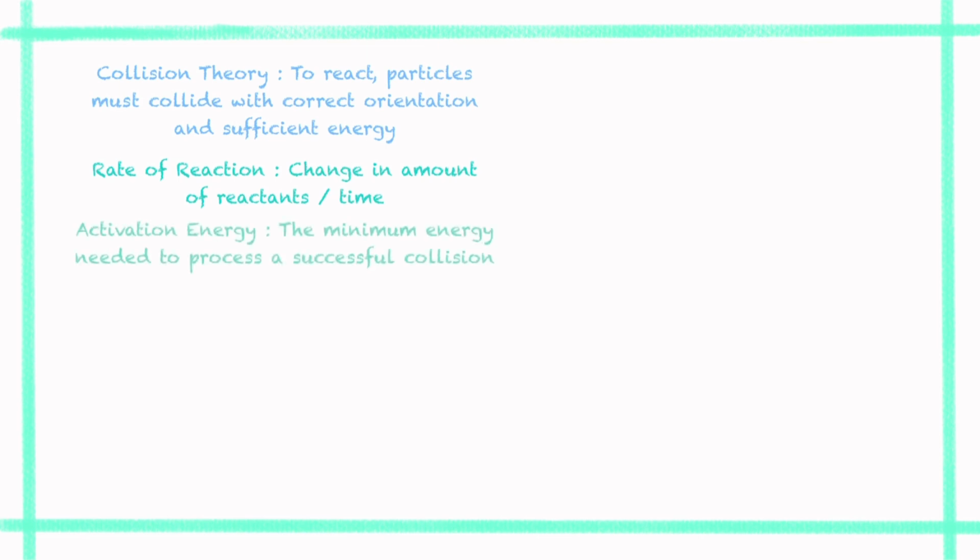Activation energy is also an important number. It represents the minimum energy needed to process a successful collision. This is a graph of the enthalpy change of a typical exothermic reaction. The difference between the initial energy and the peak is the activation energy.